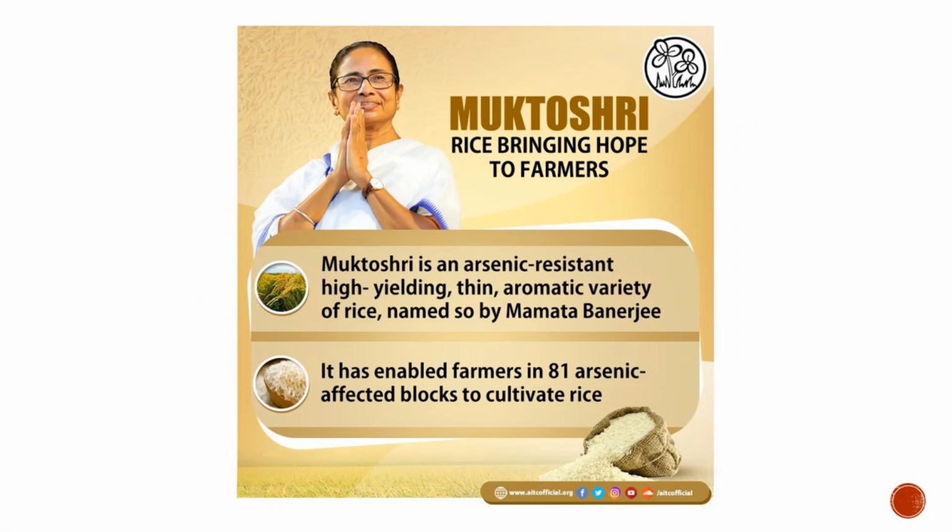Muktosri, a new rice variety, is also called IET 21845; that is another name for Muktosri. It was developed jointly by West Bengal's Agriculture Department and the National Botanical Research Institute, Lucknow. The specialty of Muktosri is that this variety takes up a very small amount of arsenic from soil and water in comparison to other varieties of rice. And across the state of West Bengal, thousands of farmers have started cultivating this variety.